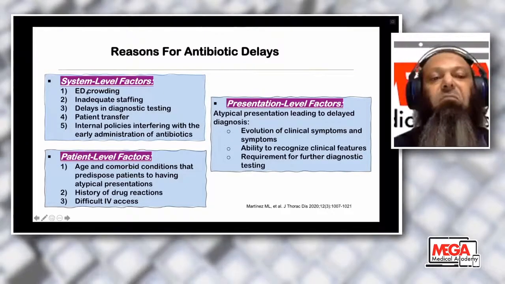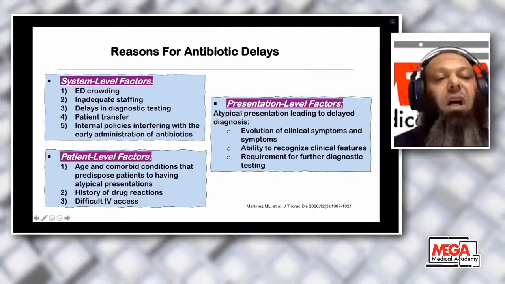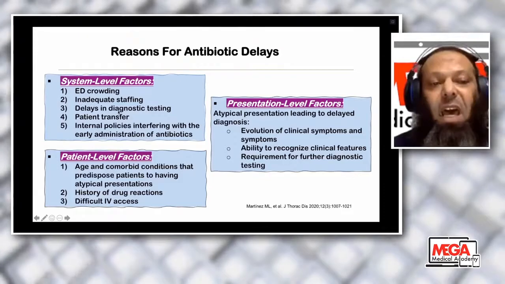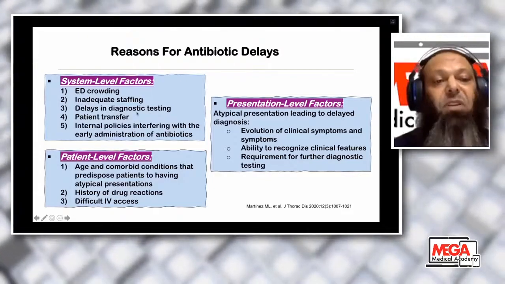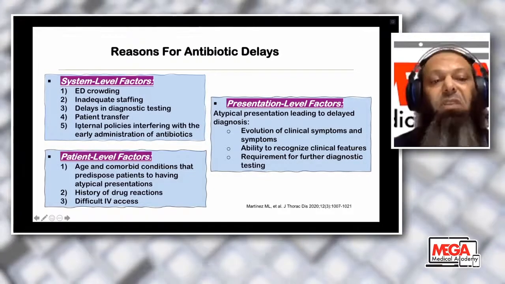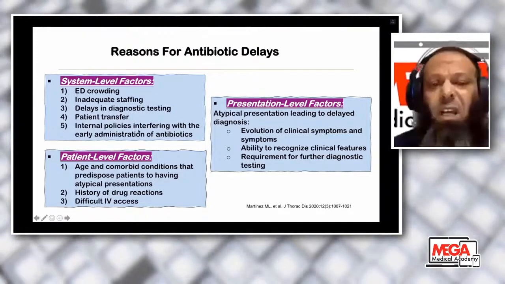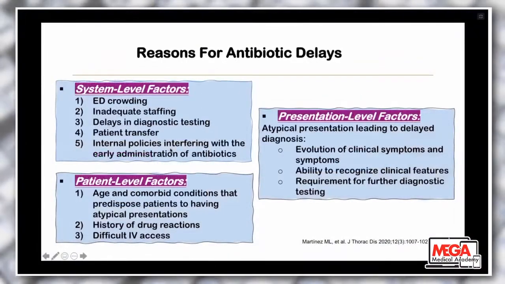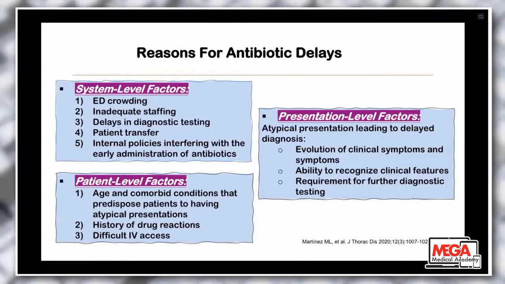For system level factors: ER crowding, inadequate staffing, as Dr. Shaman said before in his presentation, delays in diagnostic testing, patient transfer, and internal policies that interfere with early administration of antibiotics, like antimicrobial stewardship program or approval from ID. Those are system level factors.